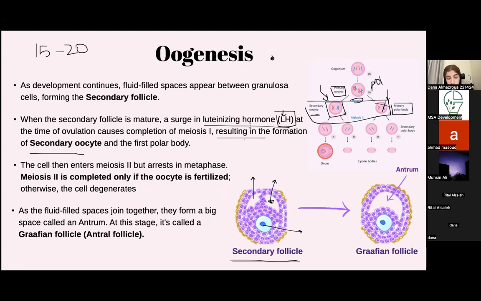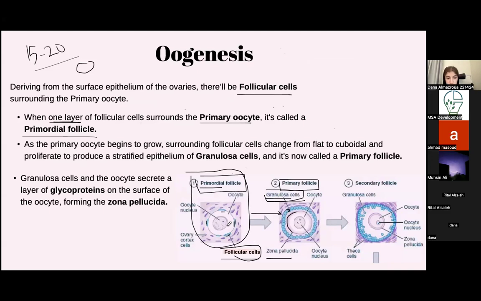Okay, there's a very good question. A girl asked, does the secondary follicle form first before the secondary oocyte? Yes, that's very true. Now I'll focus on the follicles. Girls are born with primordial follicles, which is a primary oocyte stuck at prophase I, surrounded by flat follicular cells. At every menstrual cycle, the follicle begins to mature.